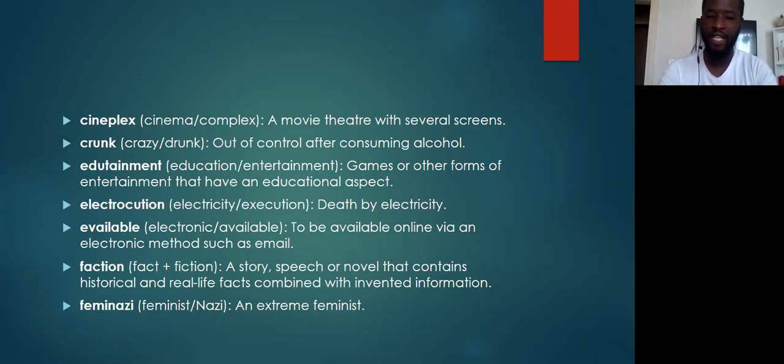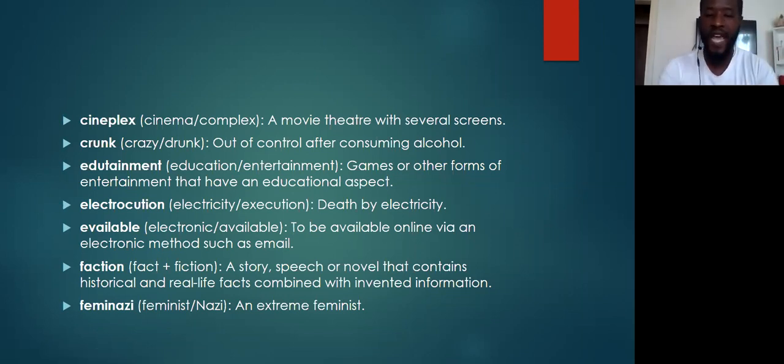And we have fiction. It means fact and fiction, which means a story, speech, or novel that contains historical and real life facts combined with invented information. Okay, so we have, for example, fiction, or we can have science fiction books. So if they are giving some new information which is very invented information, you can say this is fiction. Okay, it is a fact and at the same time a fiction.